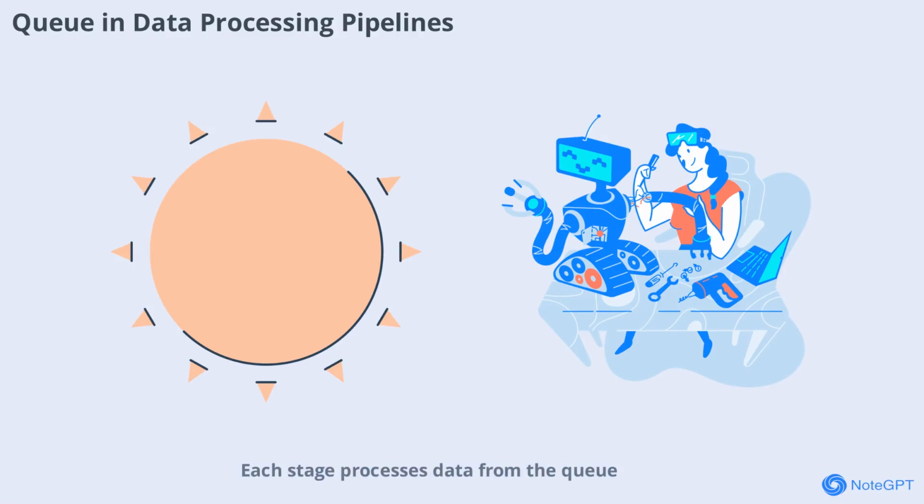Data processing pipelines use queues to manage the flow of data between different stages. Each stage processes data from the queue and passes the results to the next stage. This modular approach improves scalability and makes it easier to handle large volumes of data.